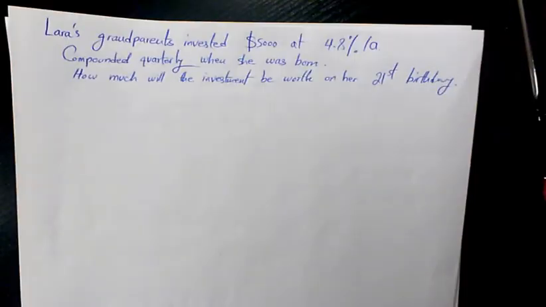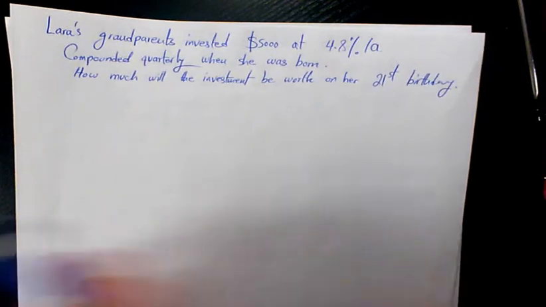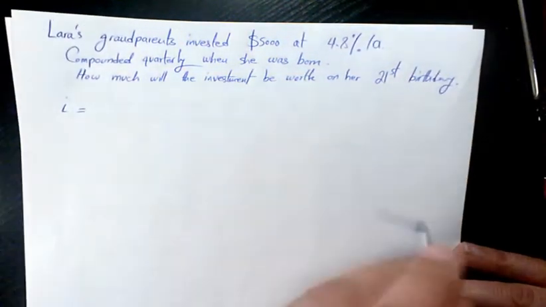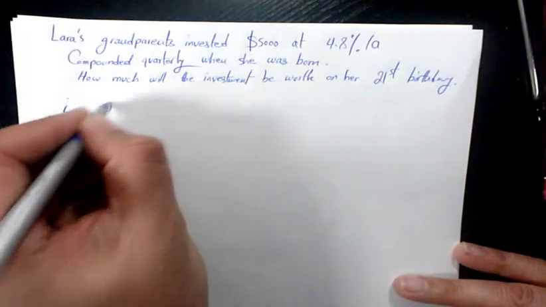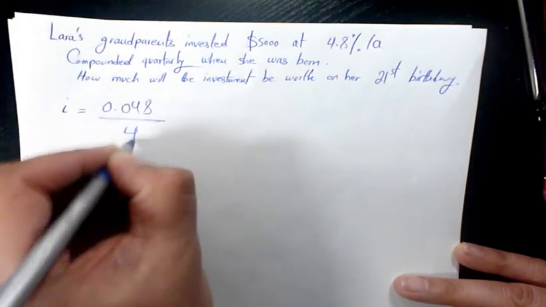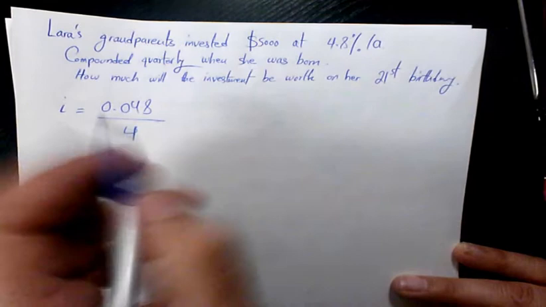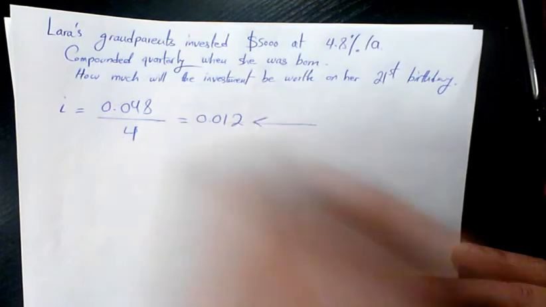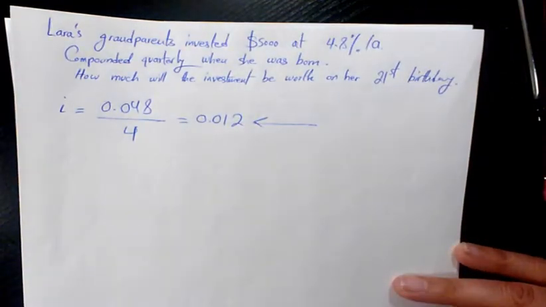Now, next example. Laura's grandparents invested $5,000 at 4.8% annually, compounded quarterly, when she was born. How much will the investment be worth on her 21st birthday? As you see here, we have compounded quarterly. So i is going to be 4.8%, which is 0.048, divided by 4, because it's 4 times per year. So 0.048 divided by 4 is 0.012. That's the interest per compounding period.